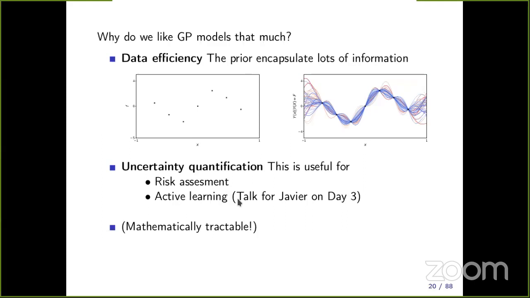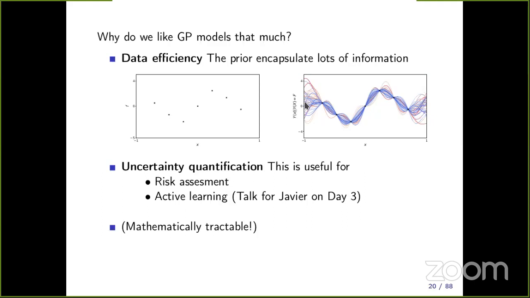Javier will be talking about Bayesian optimization on day 3. So you can use this information about what the model knows and what the model doesn't know, because it doesn't have observations in this region, in order to design an algorithm that will help you to minimize a function, for example. And the last point of why we like GPs so much is because they are mathematically tractable.